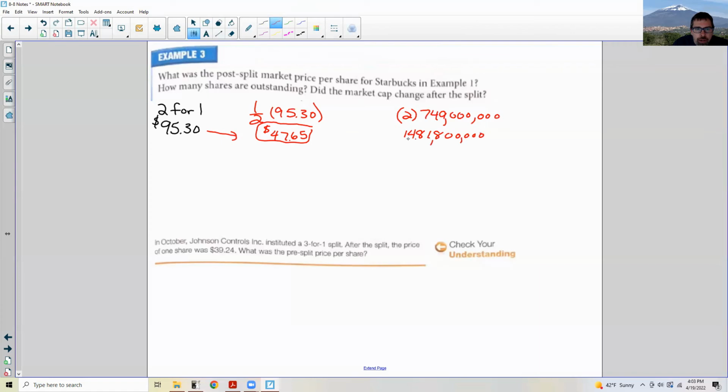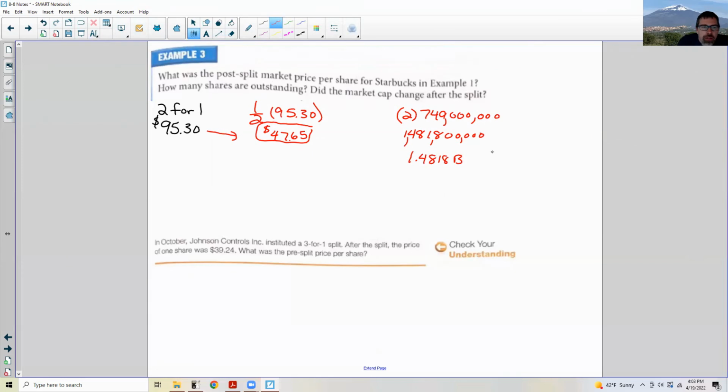And we end up with, let me redo that. I just didn't want that dot there that I touched the screen with. There we go. So it's 1,481,800,000. It used to be 749,000,000. So now it's 1.4818 billion. It was 749 million.